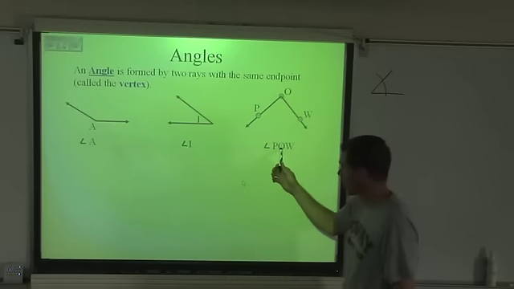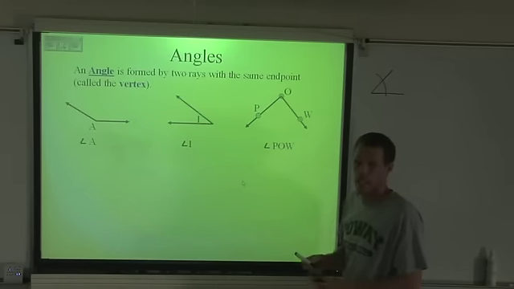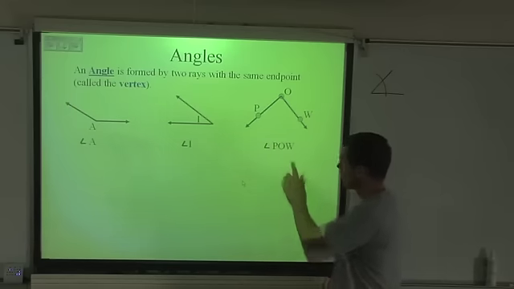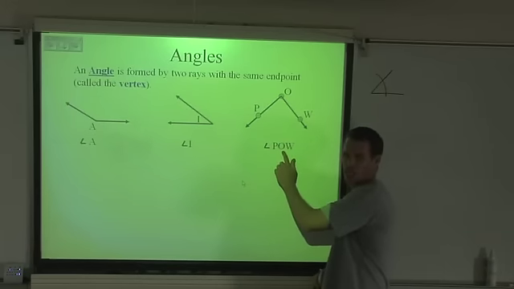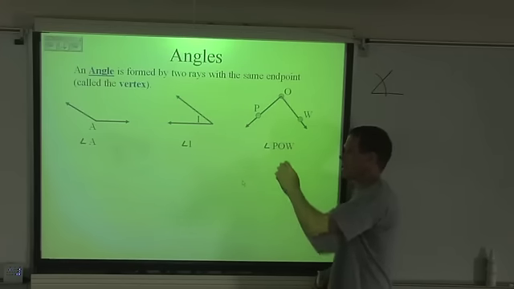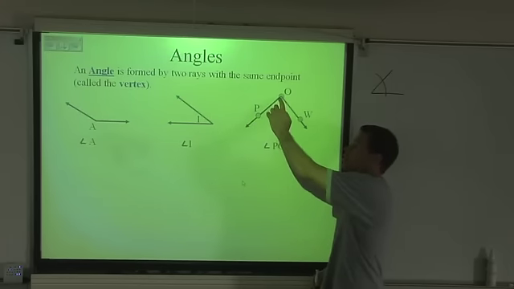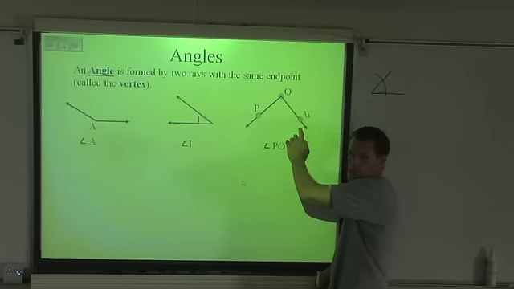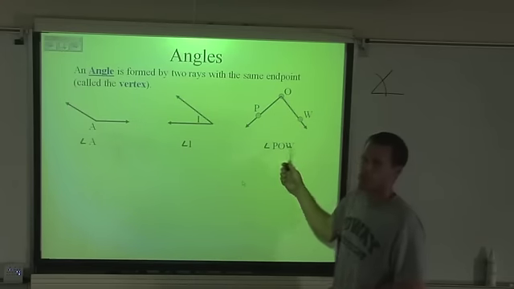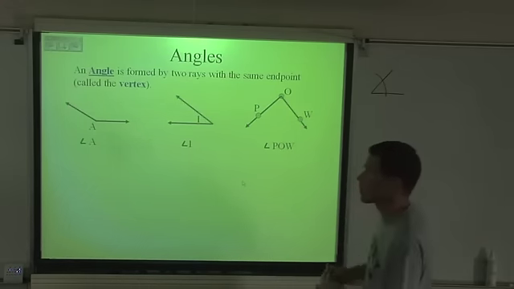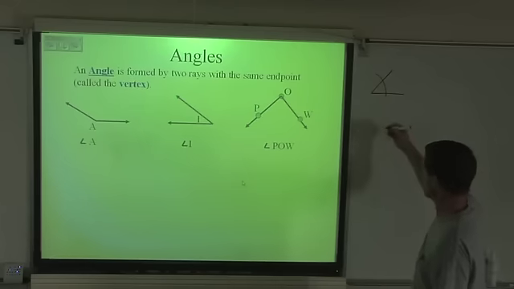The middle letter O is always the vertex. I'll say this again. The middle letter is always the vertex. It kind of implies start at P, go through O, go over to W. This becomes the most common way for us to name angles due to this picture.